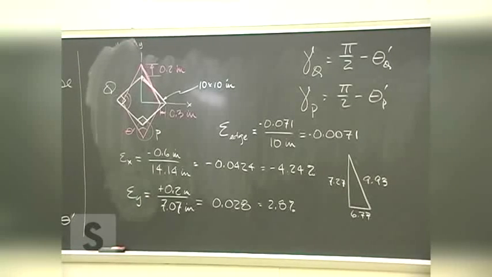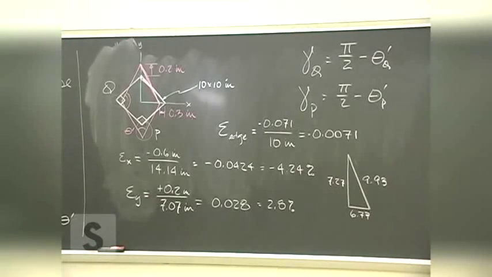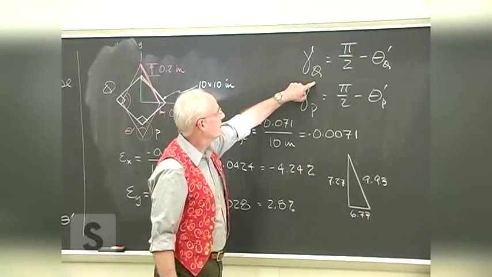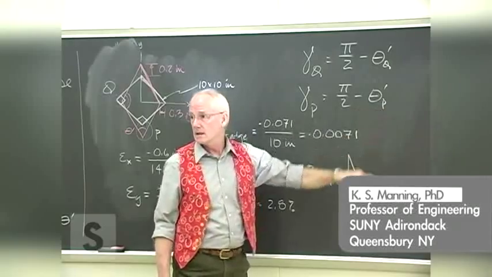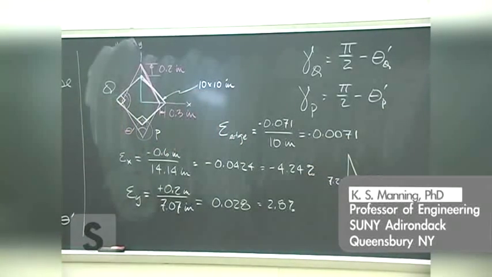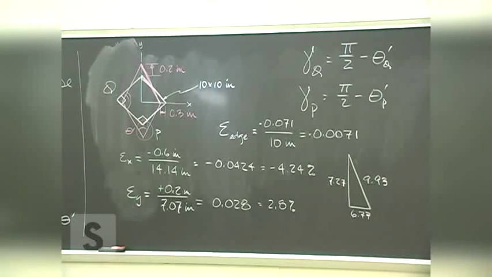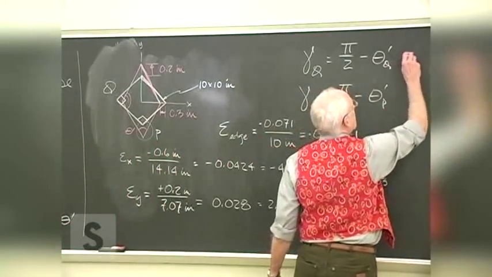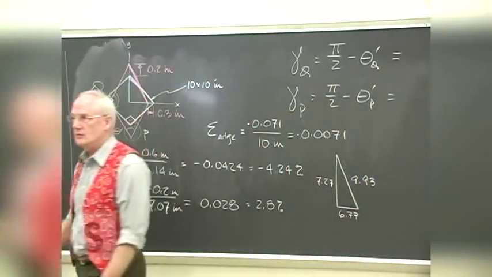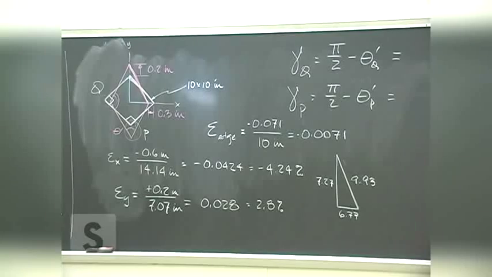David? I'm thinking gamma Q might be theta P and gamma P might be theta Q due to the properties of a rhombus angles. I'm not sure. Gamma Q might be theta P? Yeah. So, weird idea I had. I don't think so. Okay. I don't think so yet. Might be. There is a relation between these two, but that's not the one I saw. Okay. I don't think it's true. Okay.